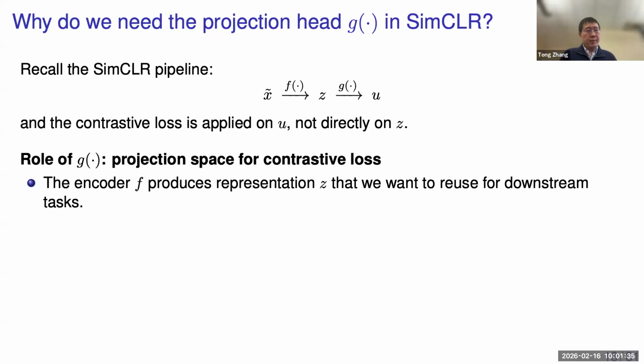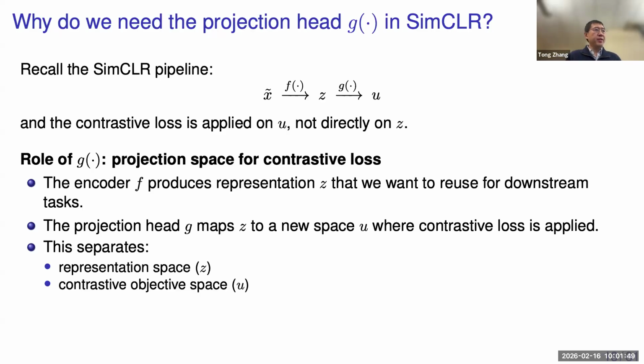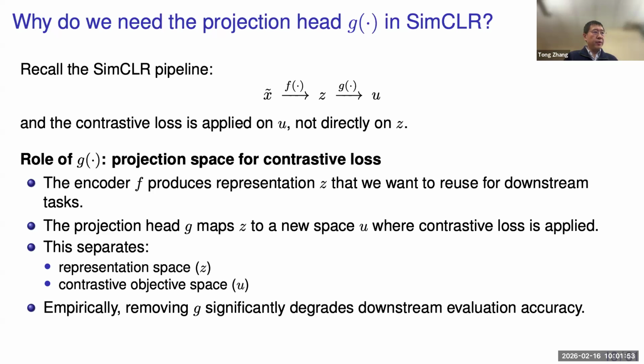Now the projection head maps to a new space where the contrastive loss is applied. So this separates the representation and the contrastive loss space. The reason is the following. Empirically, removing G significantly decreases downstream evaluation performance.